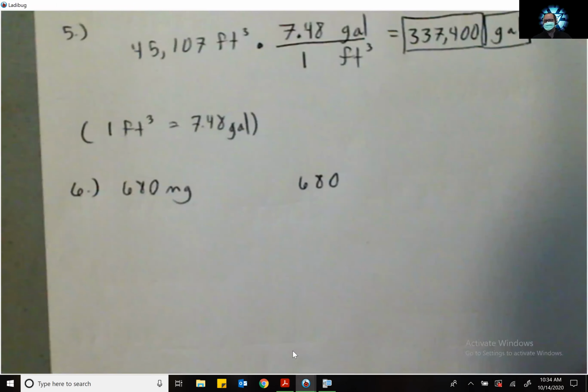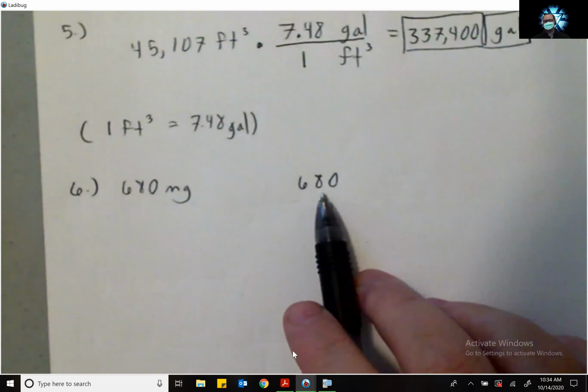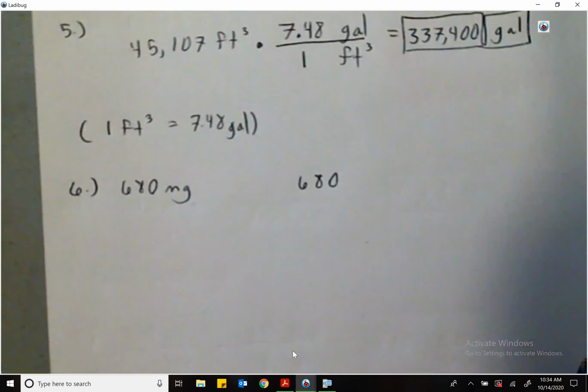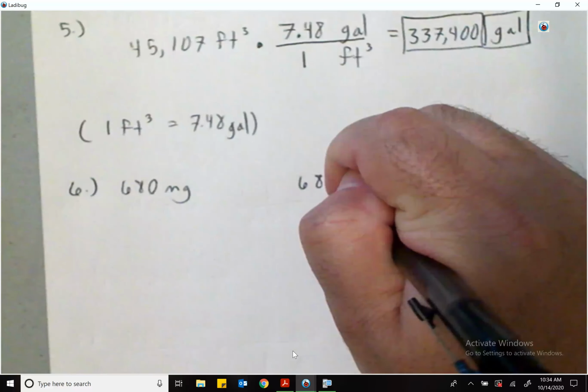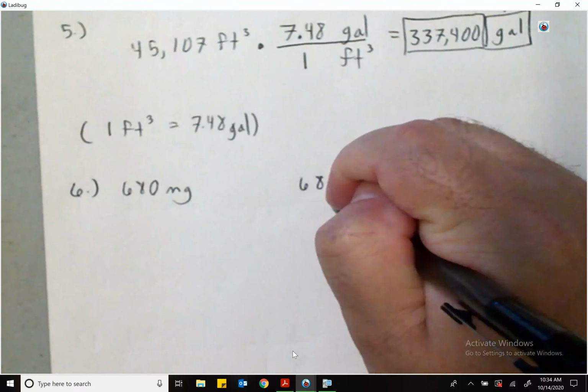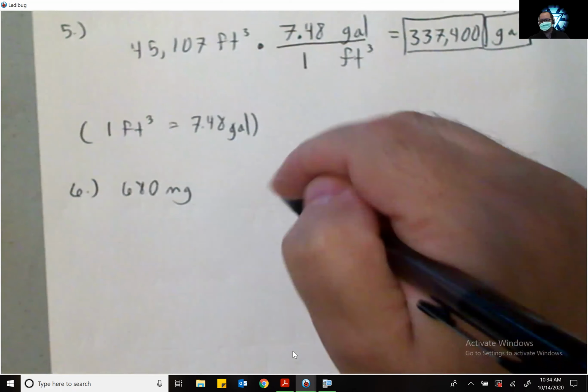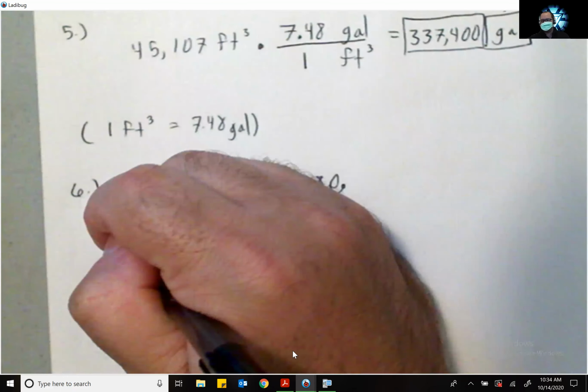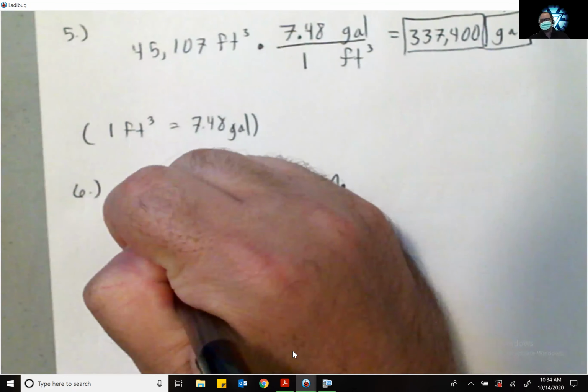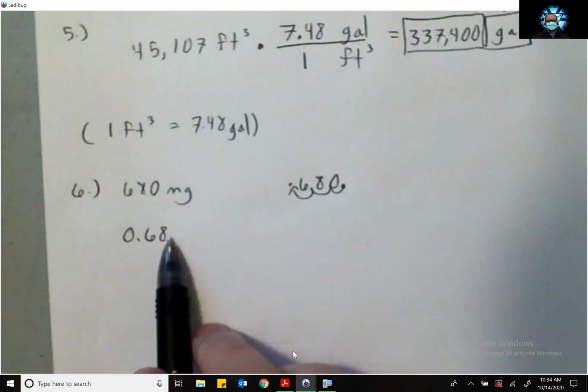Where is the decimal at on this right now? It's on the far right. So you just move it 3 places to the left. So now it's 0.680. You got it. So 1, 2, 3. There's my new decimal. So in grams, it's 0.68.